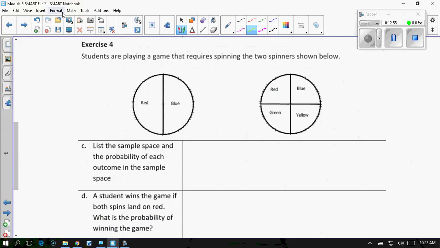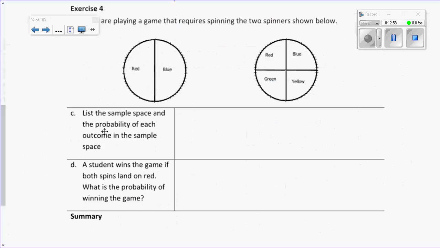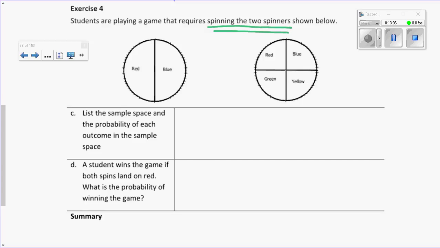This last one, we're going to talk about what this means. The sample space for this game. Students are playing a game that requires spinning the 2 spinners. So you have to spin the 2 spinners. That means both. Okay, list the sample space. Well, if I spin this spinner, I could land on blue or I could land on red. Now, if I spin the next one, I could land on blue, yellow, green, or red.